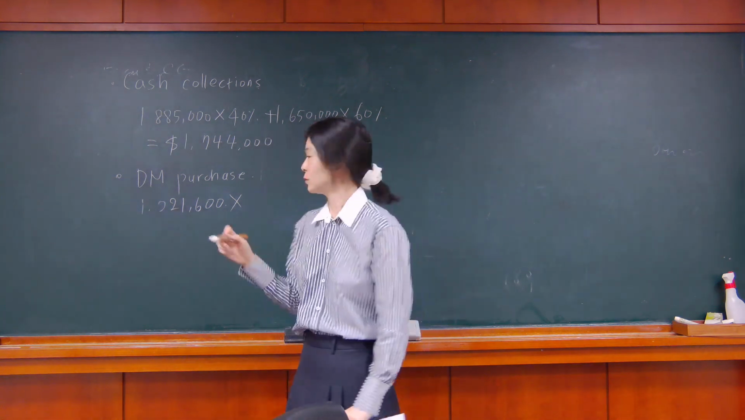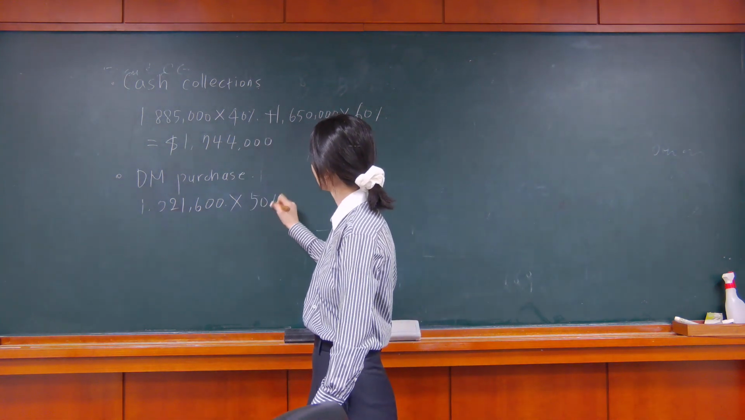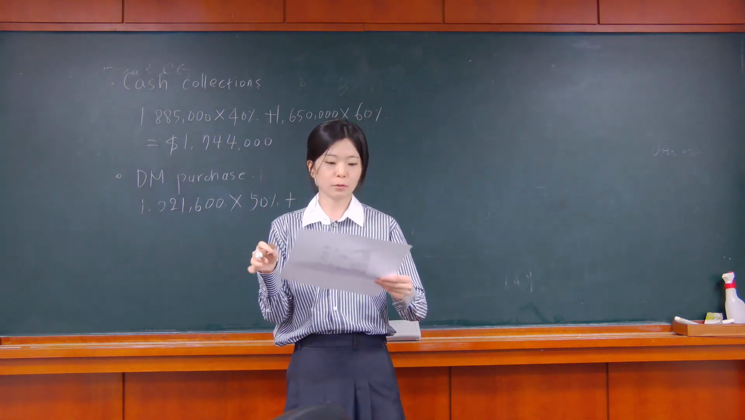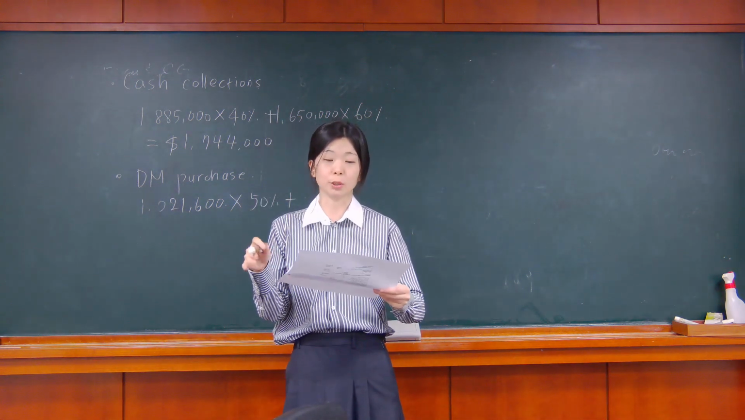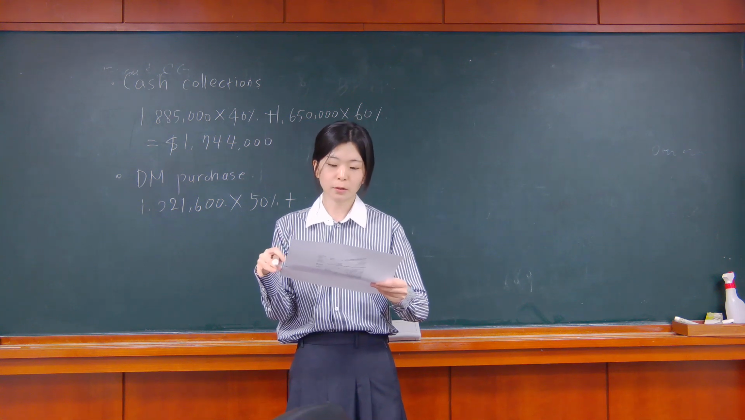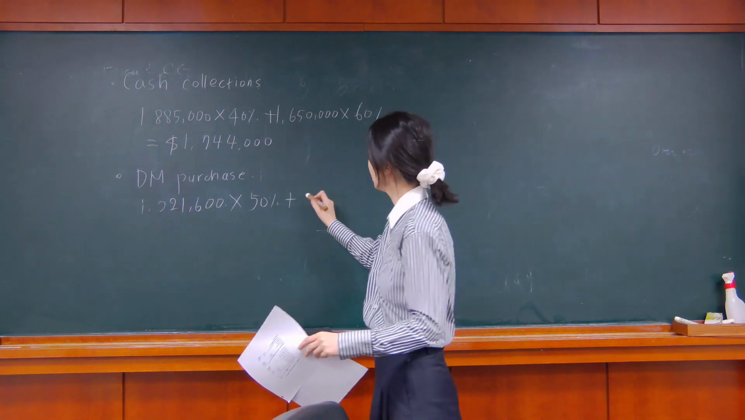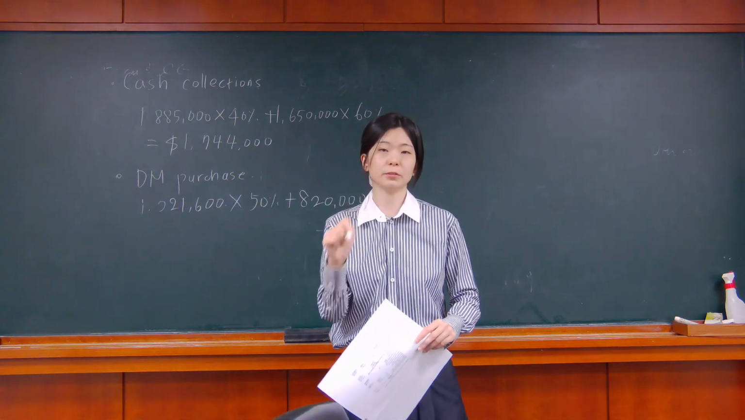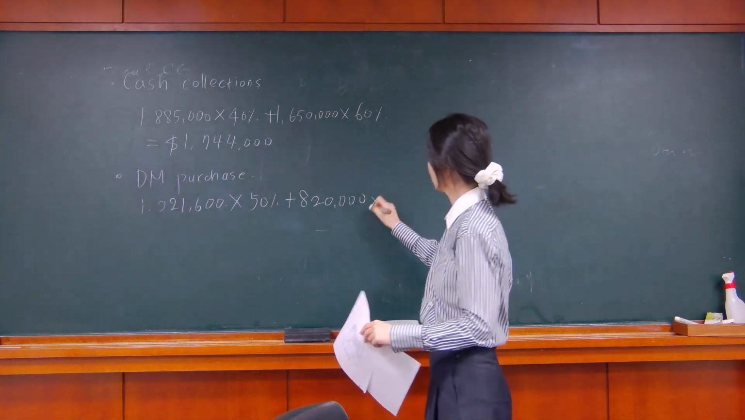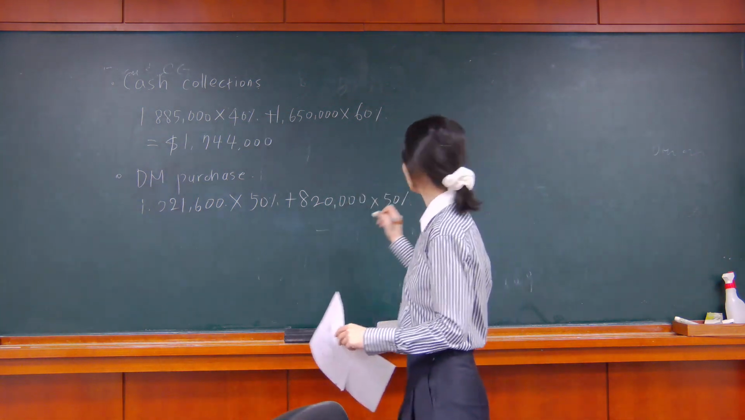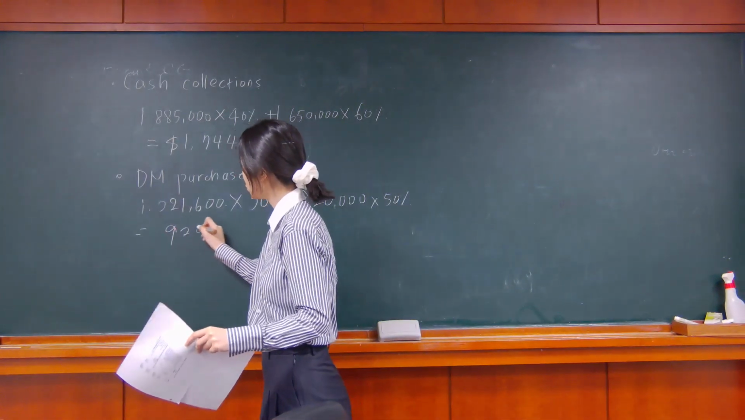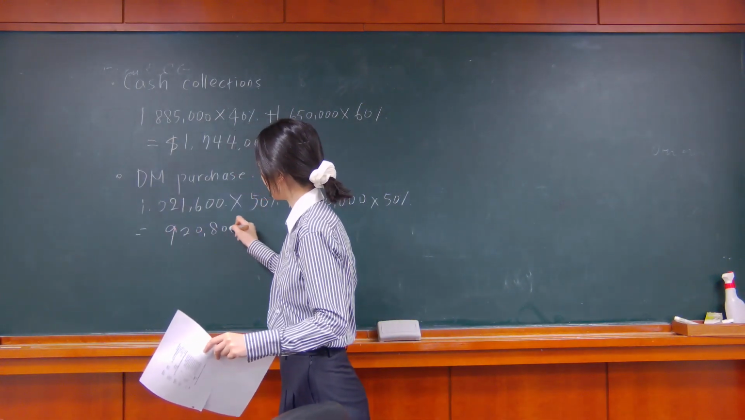50% is paid. If you also see the second table, there is the budgeted material purchase in the previous month of $820,000. So out of this, also 50% is paid in cash. So if you calculate this, we will have a number equivalent to $920,800.